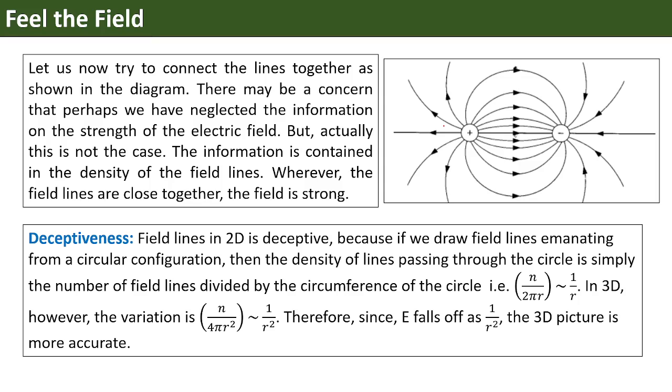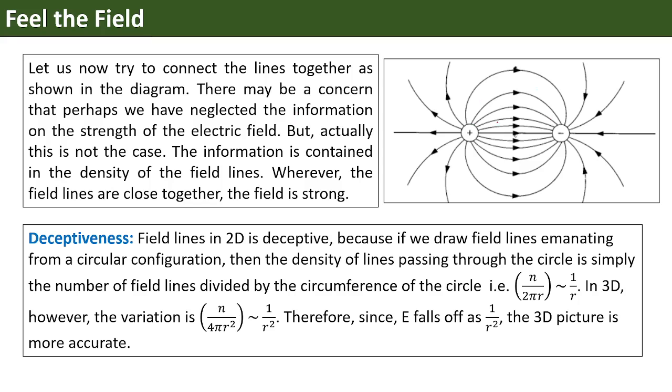Now, there is another way of doing it. So let us now try to connect the lines together. For example, you have got a positive charge here, you have got a negative charge here. There is another kind of representation which you can make, where you can see the lines come out from the positive charge and enter into the negative charge.